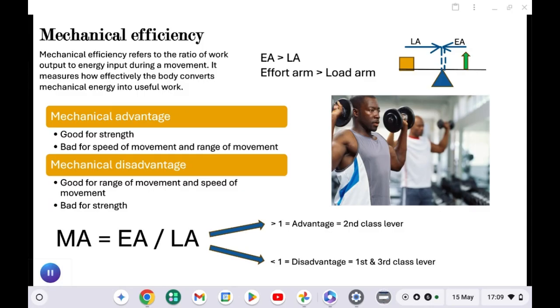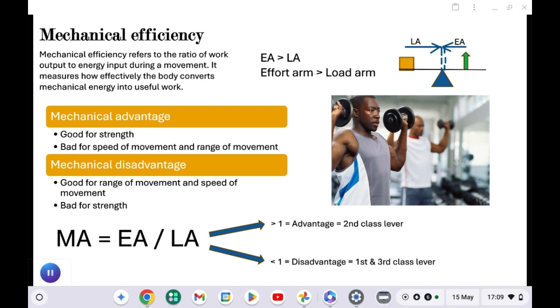We can see that in the diagram, the load has a shorter arm to the fulcrum than the effort. To calculate the mechanical advantage to get a numerical value, we can use the equation MA equals effort arm divided by load arm. This has given us a value greater than 1, which means that this lever is a mechanical advantage and is good for strength variable, which will help support the athlete during the jump.